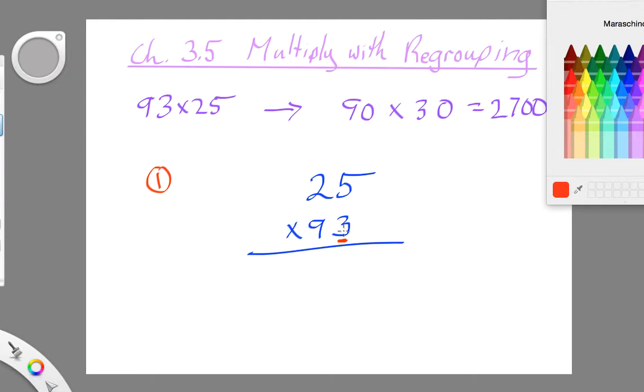We're going to use the ones place, and we're going to multiply it by the 25. And it's regrouping because we're going to multiply just individually. 3 times 5 is 15, and it's regrouping because we have to carry that 1. 3 times 2 is 6, plus 1 is 7. So 25 times 3 is 75, and that's the first step.